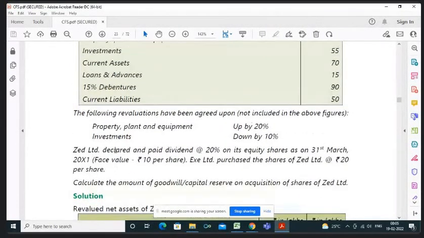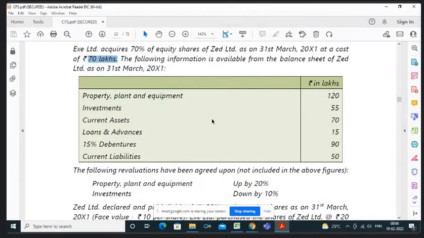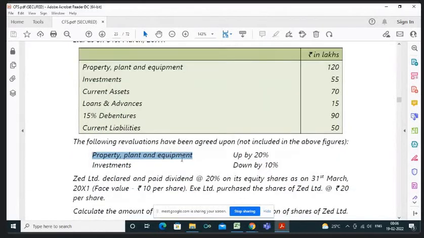So here there is a concept of revaluation. When they have acquired the shares, they have acquired the shares as on 31st March 2011. How many shares they have acquired? They have acquired 70% of the equity shares at a cost of 70 lakhs. So we have to find out the number of shares acquired, and then we have to find out the cost of control. There is a revaluation also involved. How to take care of the revaluation, we will learn in this problem. So let's proceed with the problem.